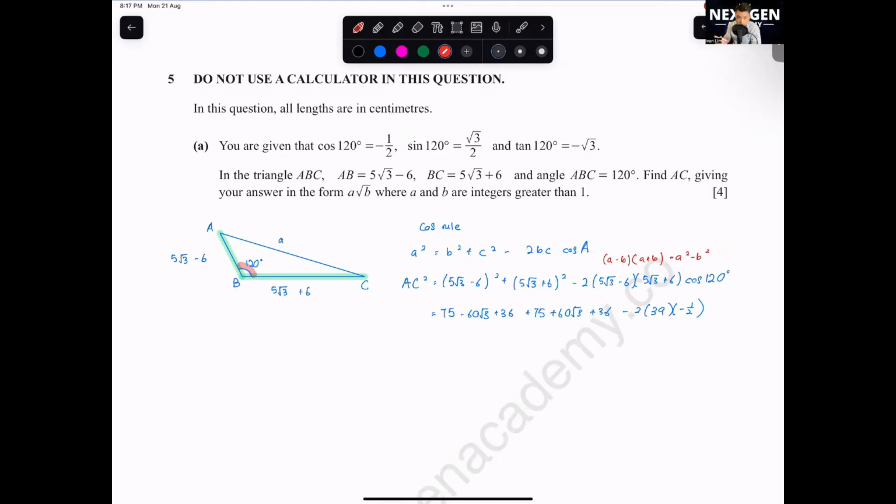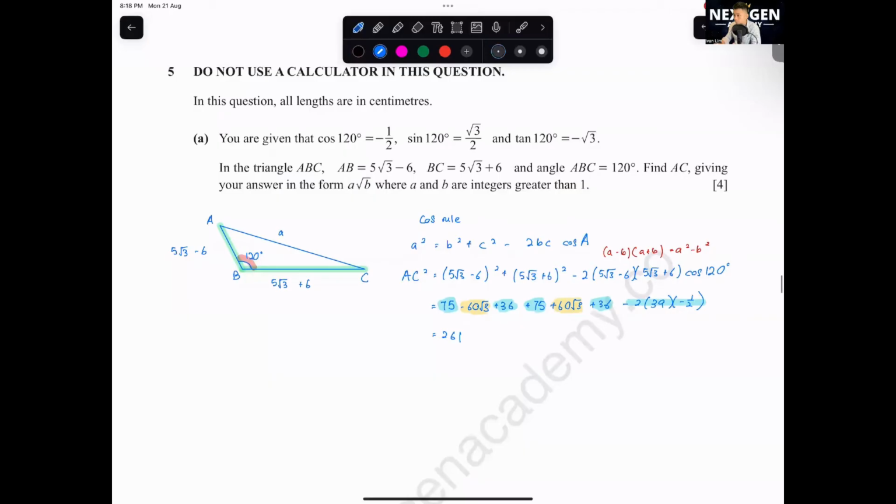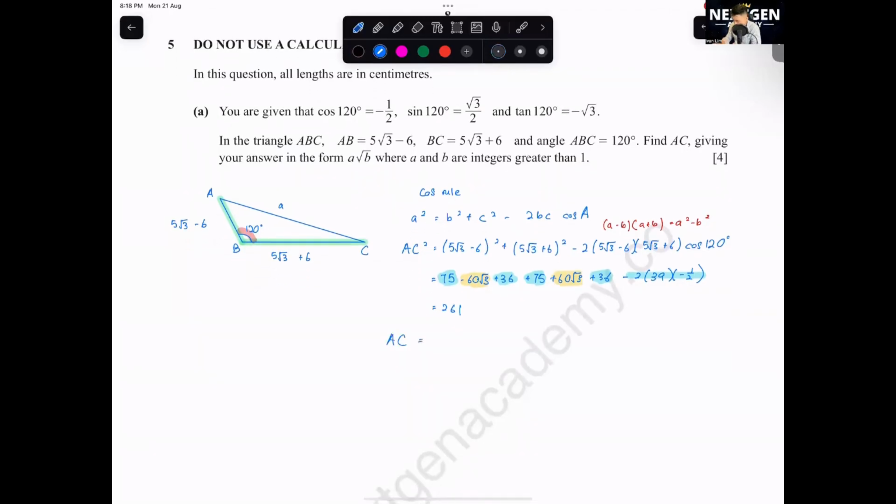Okay, use your calculator to check. If you don't use a calculator, it's very hard to count. Okay, not very hard lah. It's just that sometimes one value wrong, then the entire thing wrong. So now what we're going to do, gather all the ones that don't have the √3. So here 75, 36, 75, 36, and this value here. And here, this one will cancel off. So your answer here will just equal 261. Therefore, your AC will equal √261.